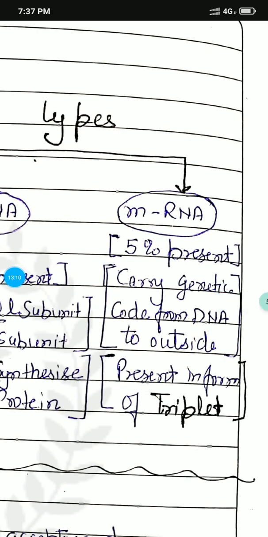And mRNA is 5% of the total RNA, which carries a genetic code from the DNA to outside. It takes the genetic codon from DNA to outside and is present in the form of a triplet.